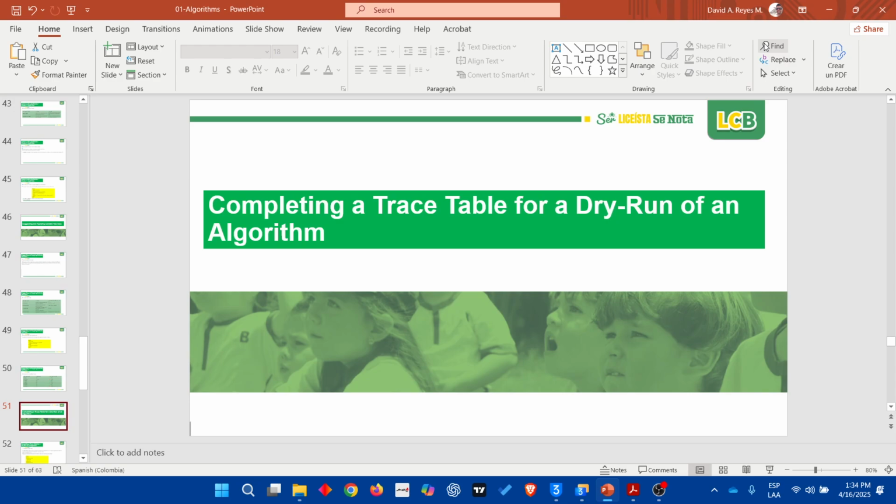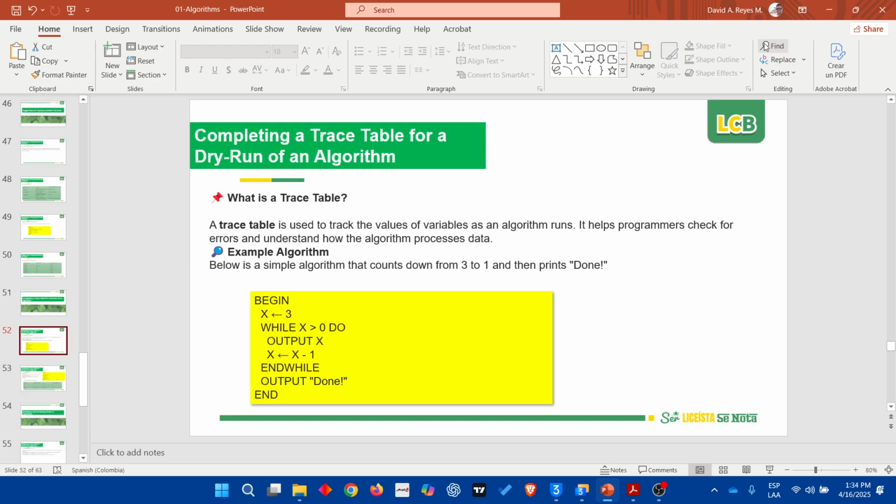Now, the trace table is something that you now understand what to do, is that you are going to start taking your, let me do it in this way once again.